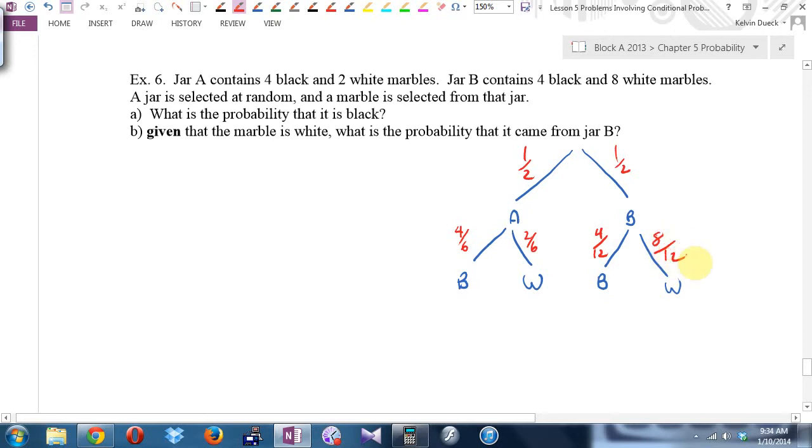Got our tree? We're not going to do part A. We're just going to talk about it. Christina, can you read to me part A? What does it say? What is the probability that? You know what? That branch or that branch. Multiply down that across. It would be 1/2 times 4/6 plus 1/2 times 4/12, whatever that is. Okay? I'm not going to do that, but that's what it would be. I'm more interested in part B.